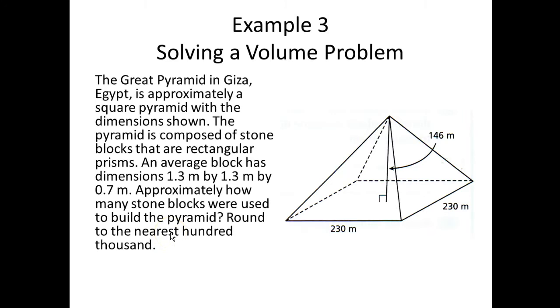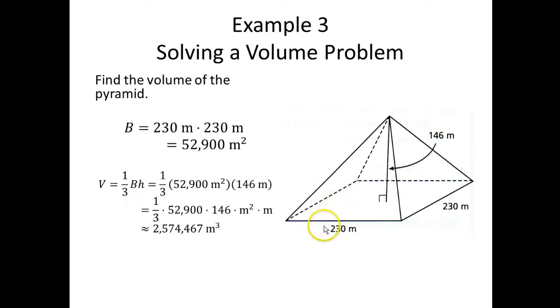So suppose I'm looking at the Great Pyramid in Giza, Egypt. It's approximately a square pyramid, so it has a square base with the dimensions that are shown here. The pyramid's composed of stone blocks that are rectangular prisms. An average block has dimensions 1.3 by 1.3 by 0.7. What we're going to try to figure out in this example is approximately how many stone blocks were used to build this pyramid, and we're going to round to the nearest 100,000.